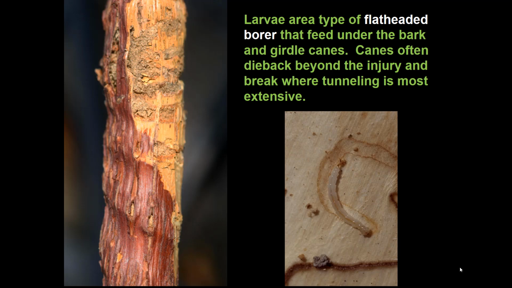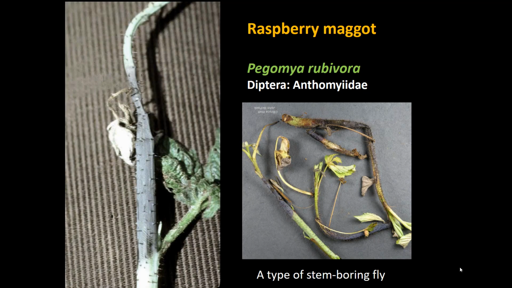So here we can see meandering tunnels right underneath the bark, and that is what you see typical of flat-headed borers, this kind of important group of wood-boring beetles. And then there's one that I've never experienced. It's more common in the more northern areas in New England and Pacific Northwest called a raspberry maggot. This is an example of a fly that causes wilting in this group of plants.